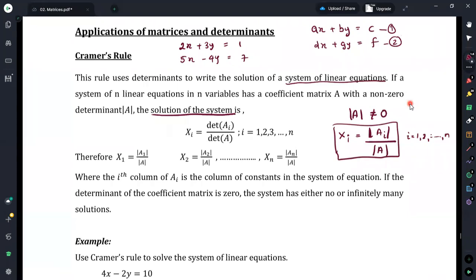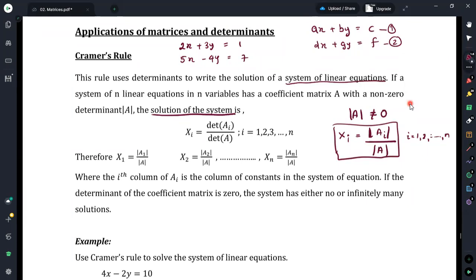Here we consider this matrix Ai. Now you may have a question: what is actually this Ai? The matrix Ai is quite similar to matrix A, but we replace the ith column of A with the constants of the system of equations. Using an example, I will explain how we can obtain the matrix Ai and obtain the solution.